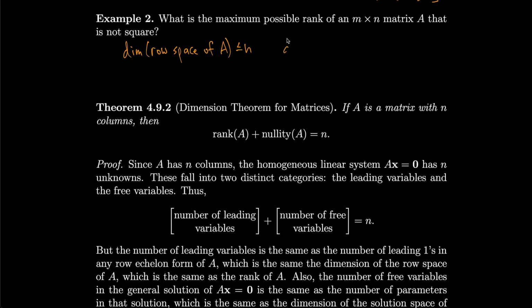Similarly, the dimension of the column space of A is limited by the number of leading ones, which is limited by the number of rows, so it's less than or equal to m. So that means that the rank of A would have to be the smaller of these two, because these two have to be equal to each other, so it must be less than or equal to the minimum of m and n.